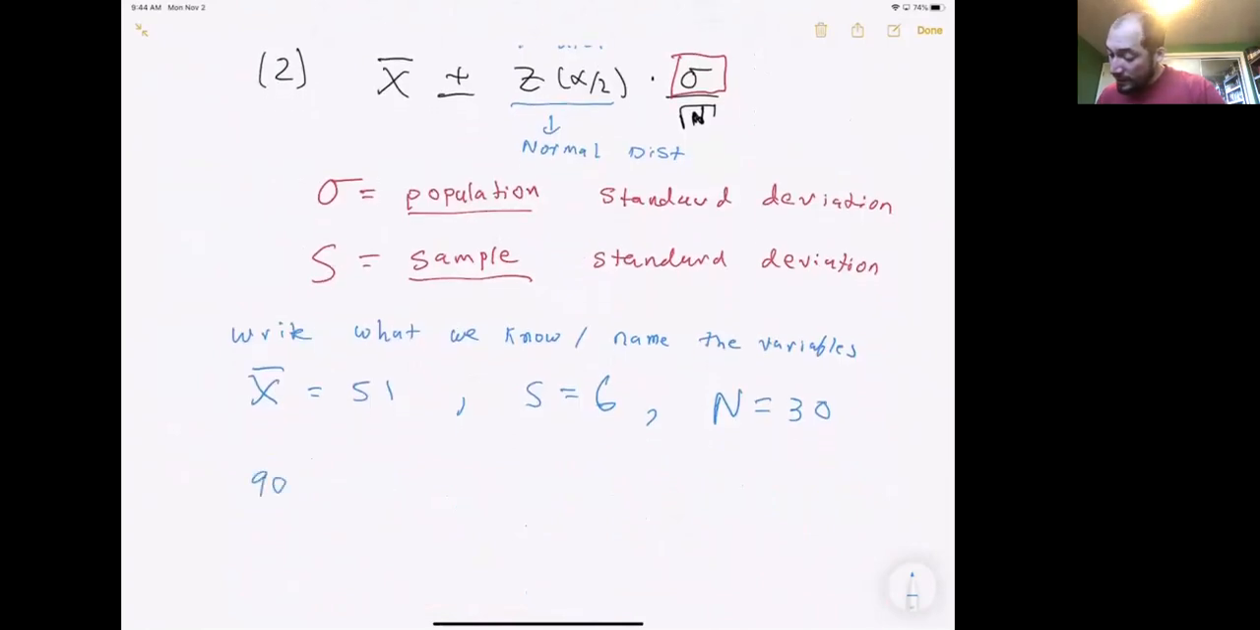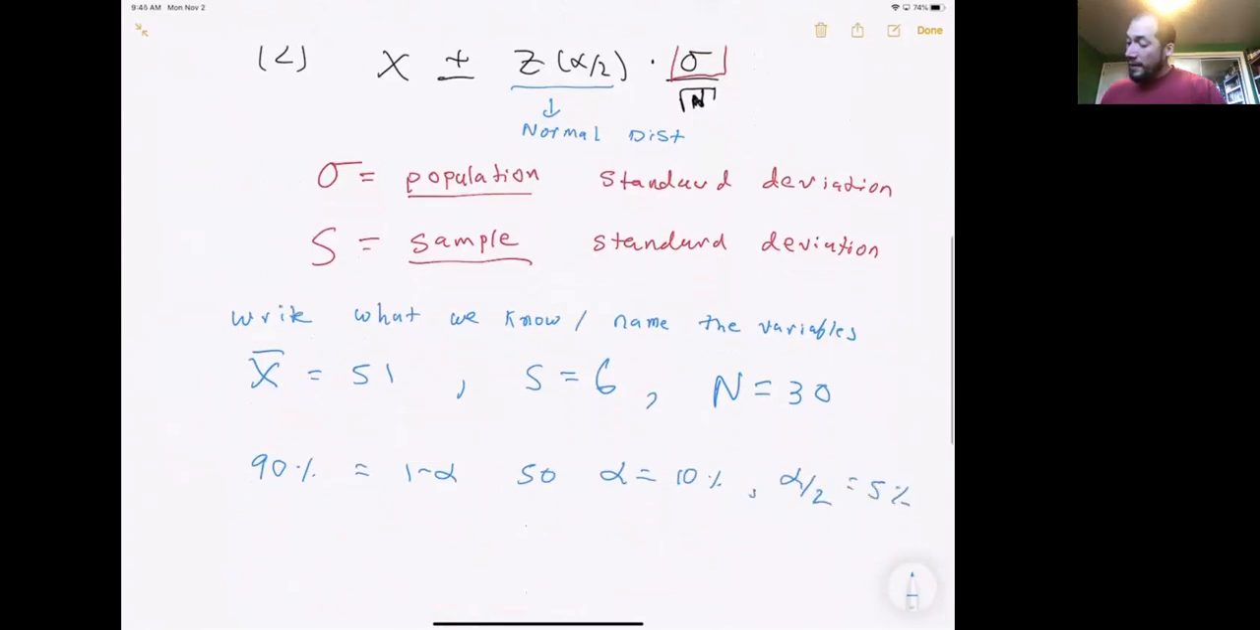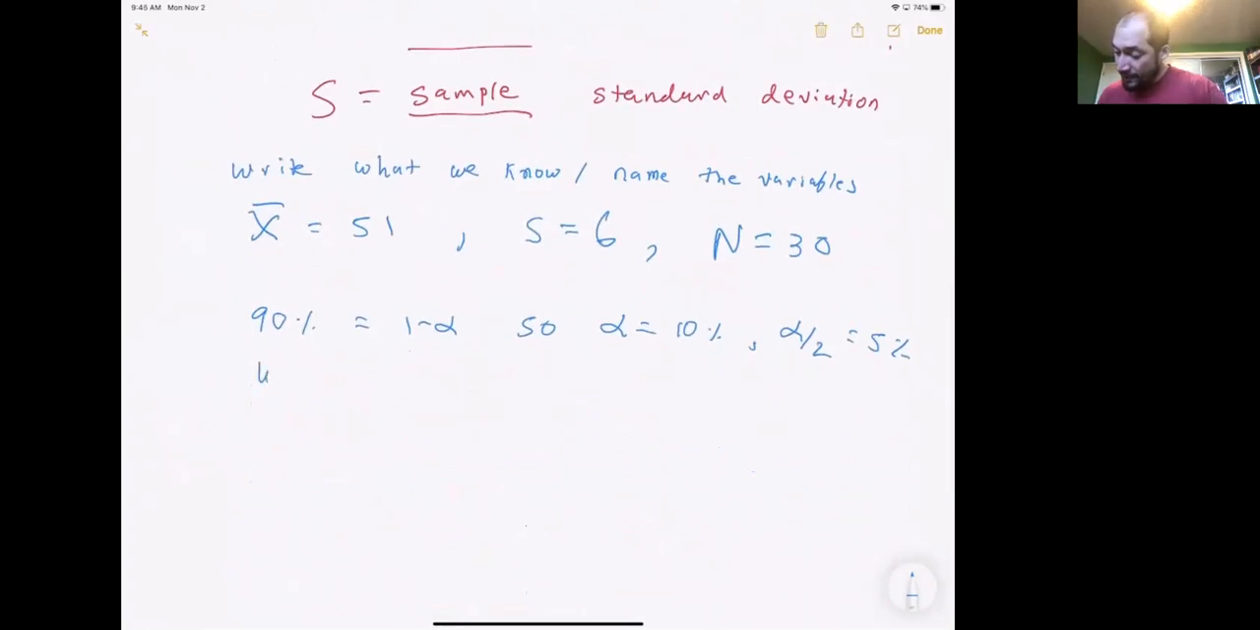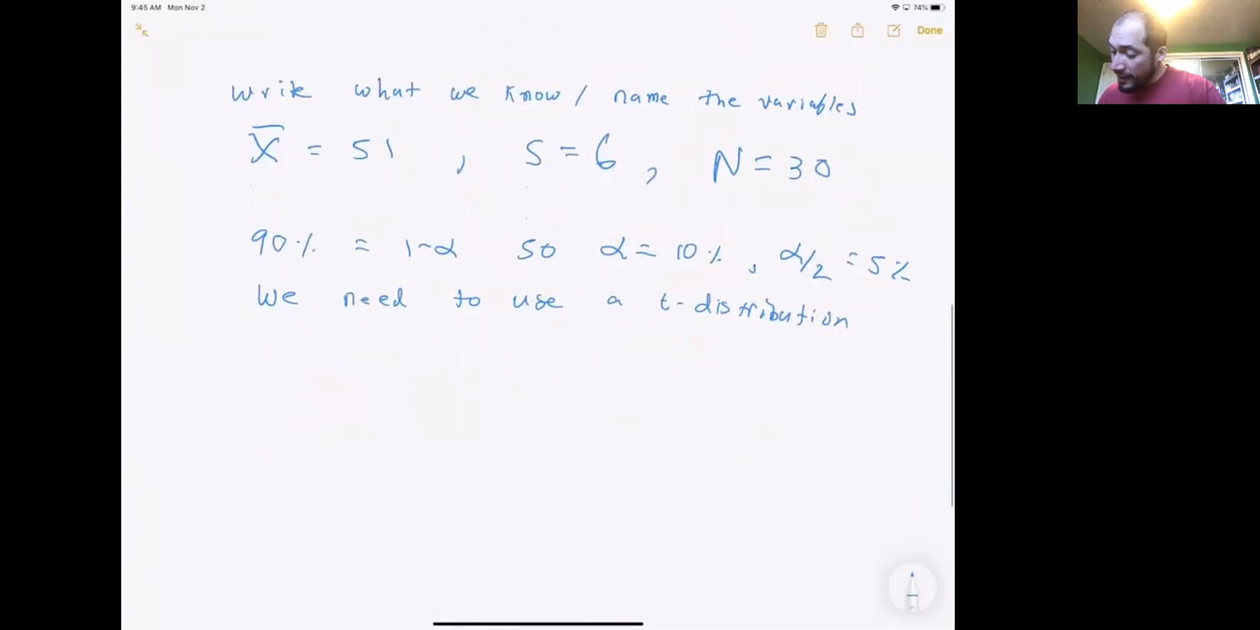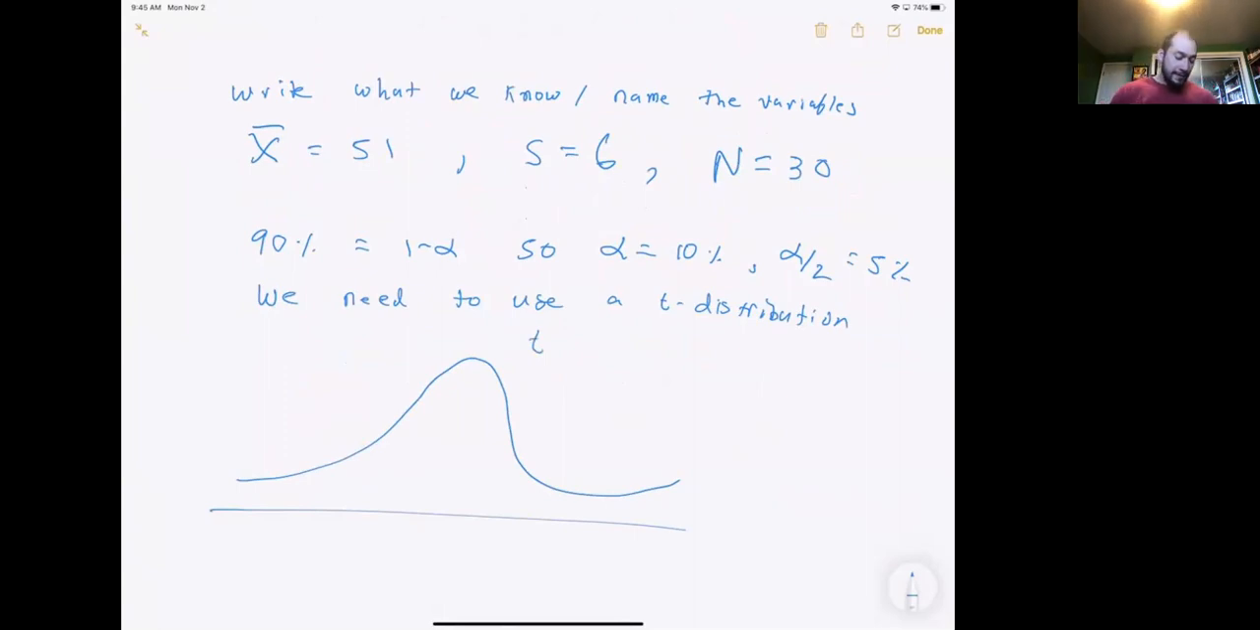So 90%, that's going to be 1 minus alpha. So alpha is equal to 10%, and alpha over 2 is equal to 5%. So we need to use a t-distribution. And I'd like to point out the t-distribution looks a lot like a normal distribution. And there's one thing that I left off. What does a t-distribution have? So a t-distribution has degrees of freedom, which I'm just going to call df, and that's n minus 1. So it has 29 degrees of freedom.